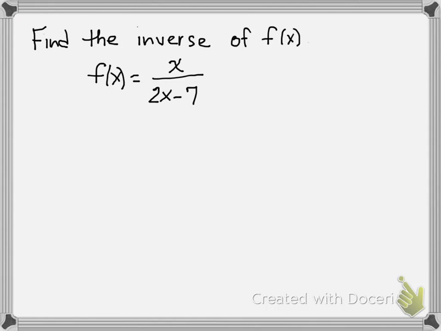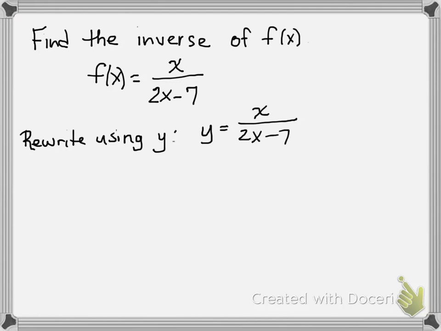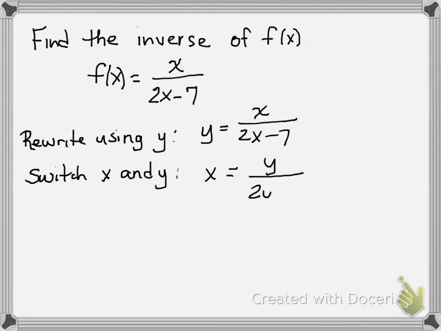All right, in this first problem, we're going to find the inverse of f of x equals x divided by 2x minus 7. So the first thing I'm going to do is to rewrite using y, because f of x is just a fancy way of saying y. So my function is y equals x divided by 2x minus 7. All right? Once I have that, I'm going to switch my x's and y's, because again, when you're finding the inverses, you're switching the x and y's. So this becomes x equals y divided by 2y minus 7.